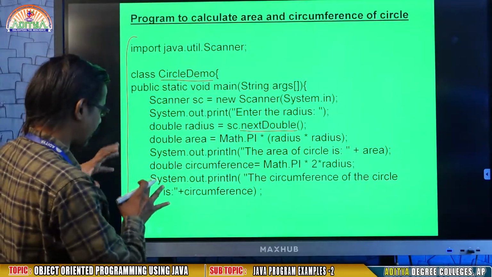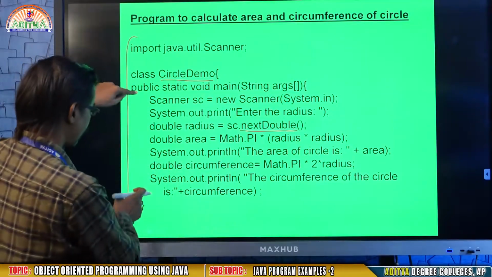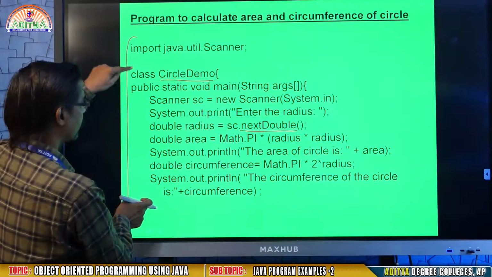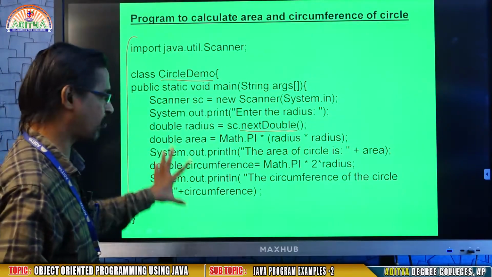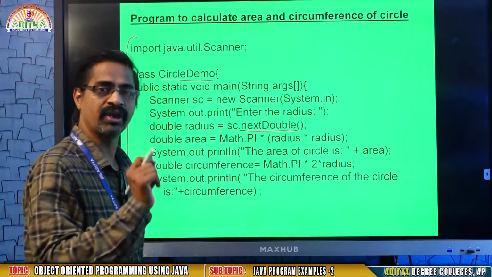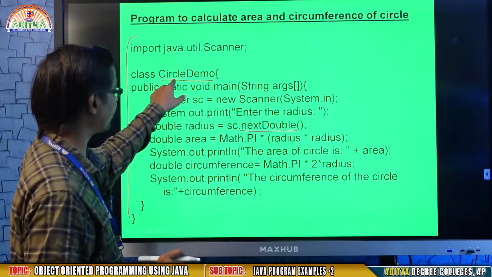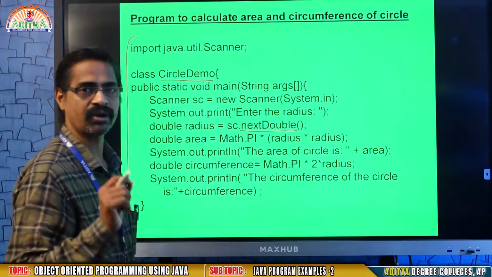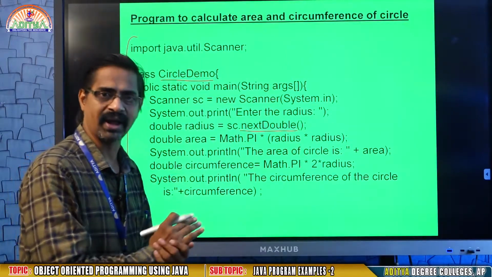But the appearance will look good when you type like this, because this part belongs to main and this part belongs to class. So type this program as usual, and once your typing is over, you save this program. That means your entire program will be saved in the file you gave, CircleDemo.java. After that, you come back to the command line.